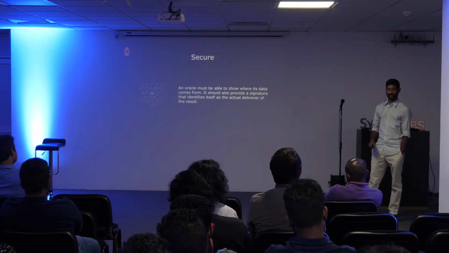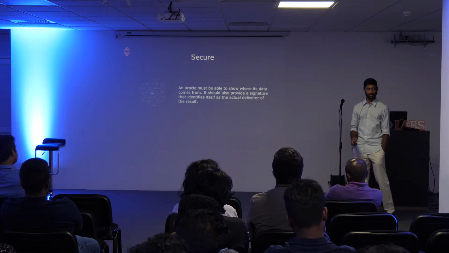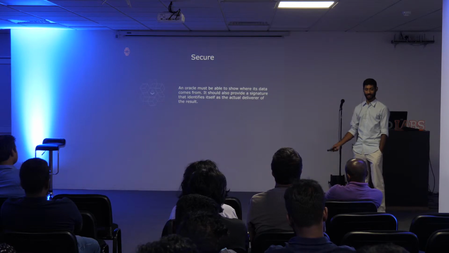That goes hand in hand with security. So if you're doing a lot of things off-chain, you need to be able to show provenance. Where did the data come from? And then what did you do with it to arrive at the result that ended up at the client's smart contract?